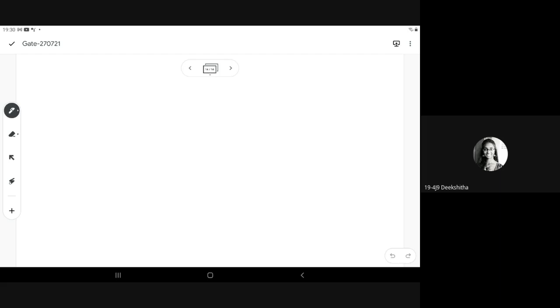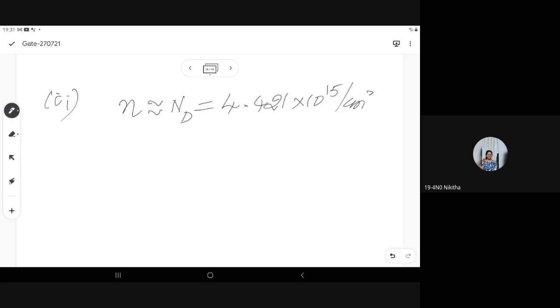What is the second one we are going to calculate? The electron and hole concentration. Already we know that the number of electrons is approximately equal to the donor ion concentration, so that is 4.421 into 10 power 15 per centimeter cube. Now I want the number of holes concentration. Already we know that it is an n-type semiconductor.